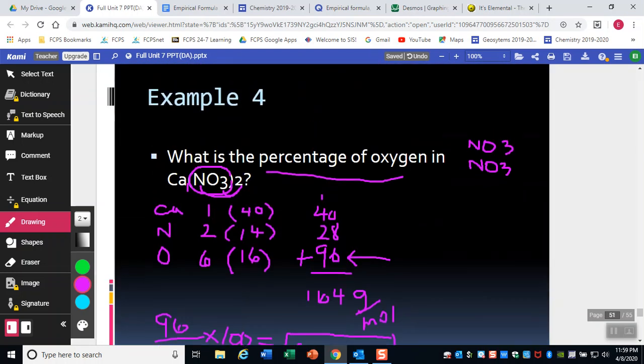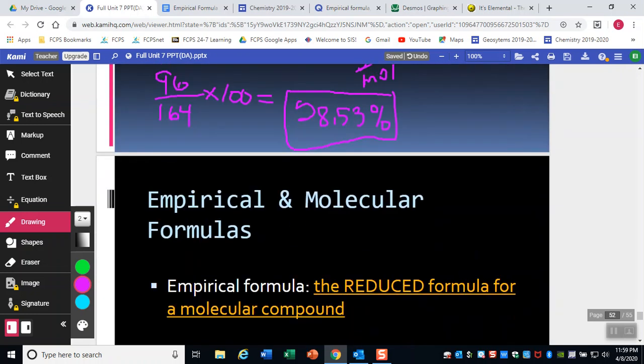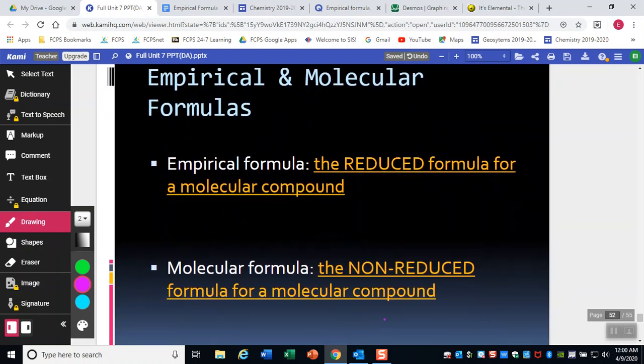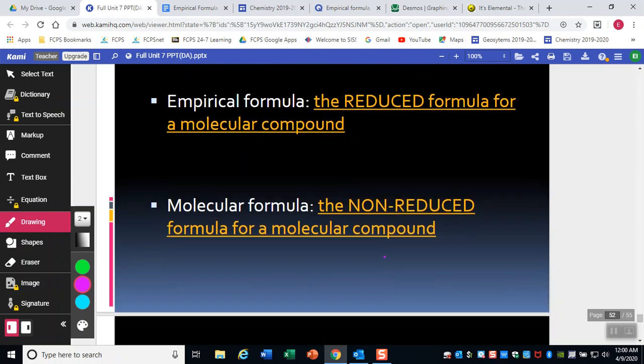Now we're done practicing with percent composition, all right? So now we can talk about empirical formulas and molecular formulas. Well, empirical formulas are just the reduced formula for a molecular compound, all right? We're talking about the reduced ratio. Remember in the molecular formula, the subscripts tell you the ratio of the atoms. So in an empirical one, you just have the reduced ratio.